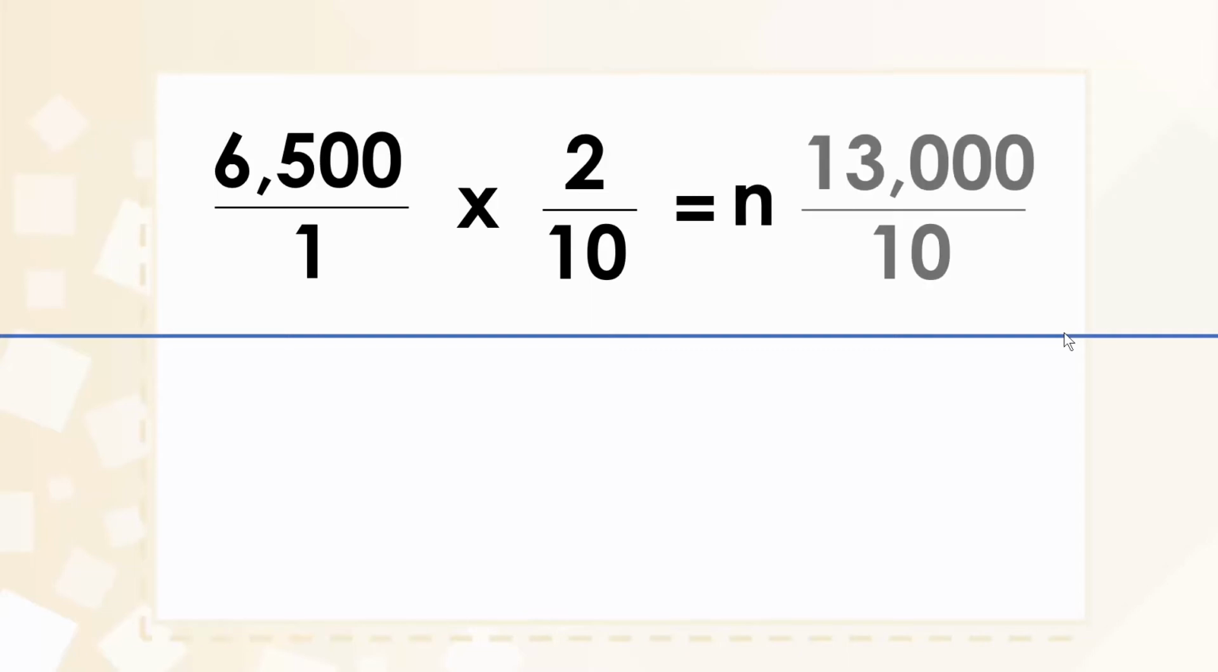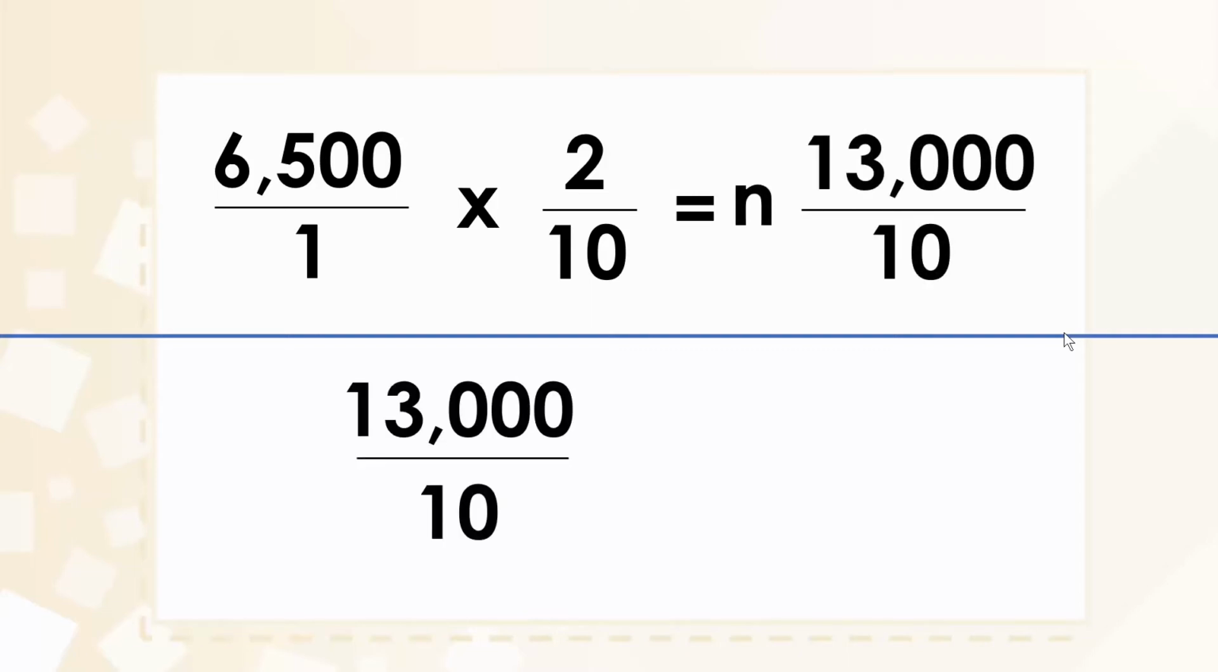To get the amount to be saved, multiply 6,500 by 2/10. Since 6,500 is a whole number, we simply put 1 as the denominator. So it's going to be 6,500 over 1 times 2 over 10. Next step is to simply multiply the numerators and the denominators.